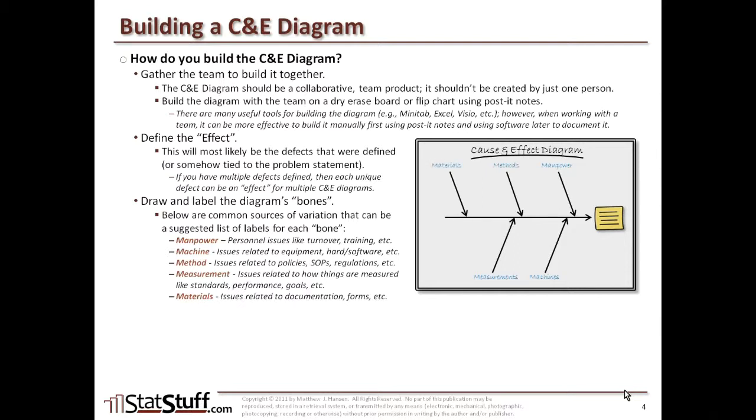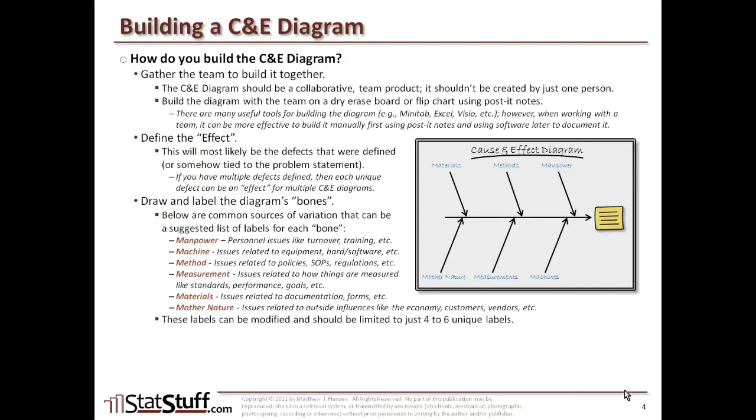Materials might be another bone. These are things related to documentation or different types of forms. And then another one could be Mother Nature, issues that are related to outside influences, things like the economy, or issues that are affecting customers or vendors. All these labels can be modified, but you should limit it to only about 4 to 6 unique labels. The labels are what help us to categorize the possible causes, so it's important that these are unique and that they're relevant to whatever that identified effect is that you're trying to relate everything back to.